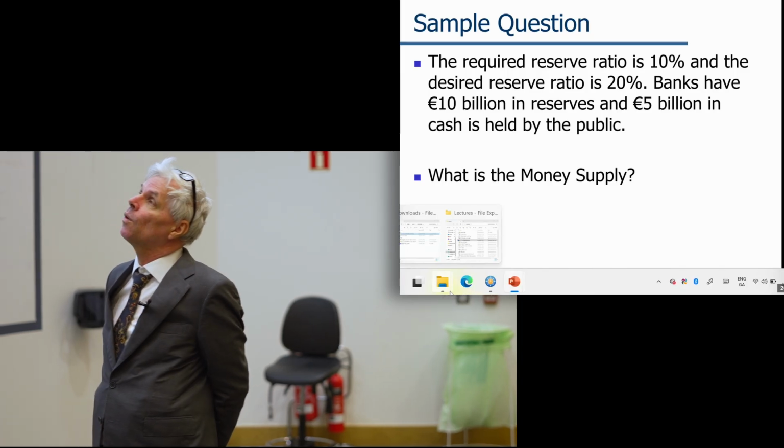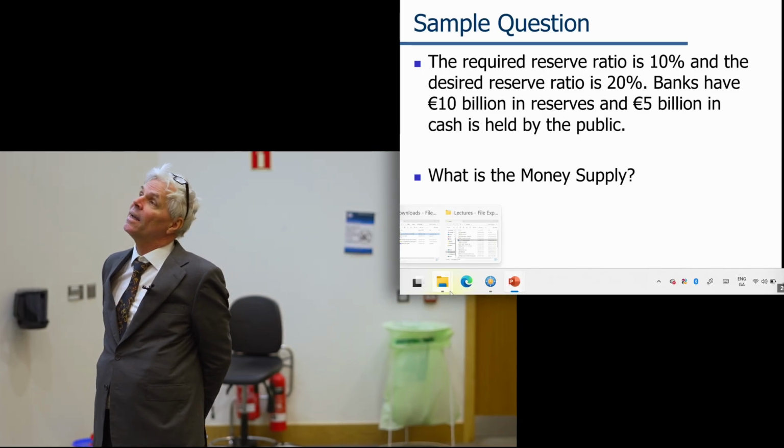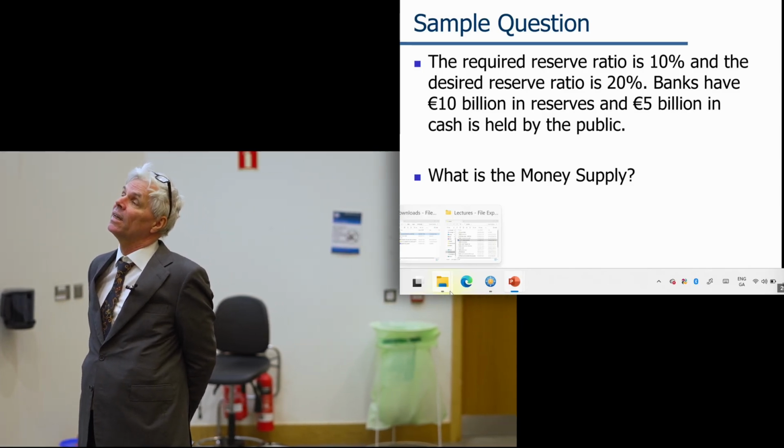But it's a question like, the required reserve ratio is 10%, the desired reserve ratio is 20%, banks have 10 billion in reserves and 5 billion in cash is held by the public.